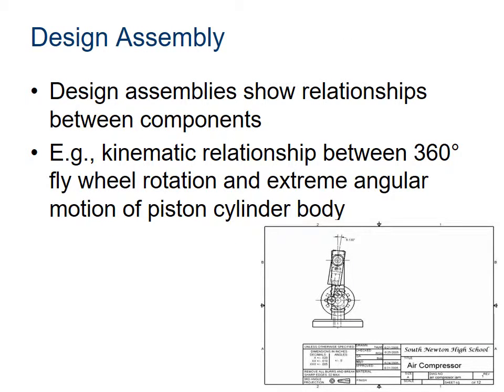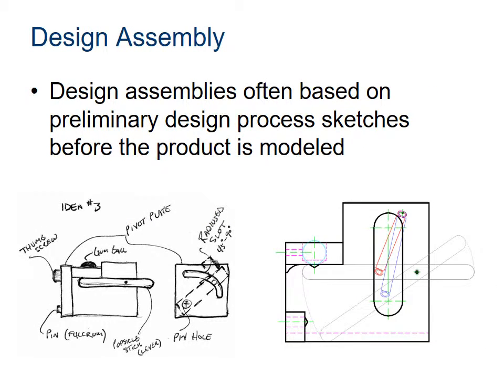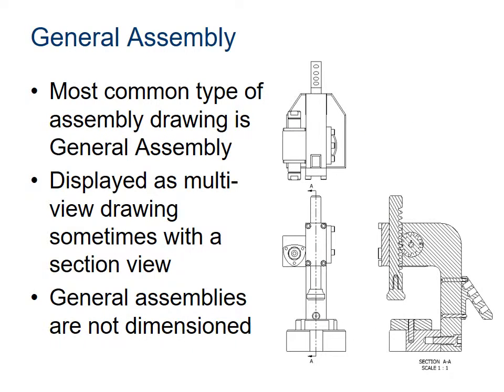So here's an example of a design assembly. Notice it shows the kinetic relationships, like how it moves and rotates. Design assemblies are often based on preliminary design process and sketches before the product is actually modeled or made in real life. General assembly is basically never dimensioned, and it does multi-views and section views to give you a general overall view of your product.